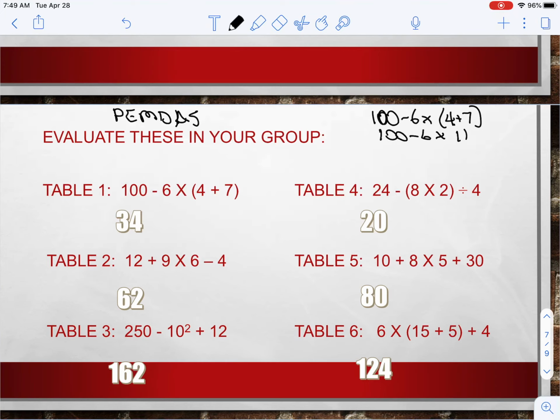Okay. Now we have subtraction and multiplication next. So we have to do the multiply first. So we have to do 6 times 11. 6 times 11 is 66. And 100 minus 66 equals 34. Okay? Let's do one more here.